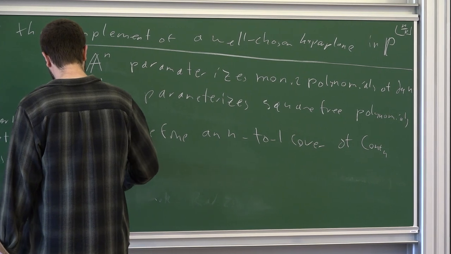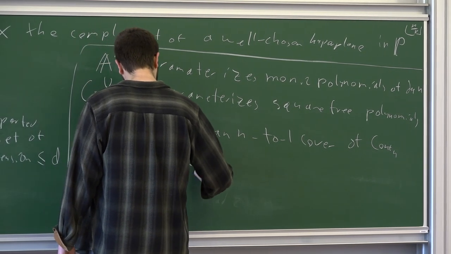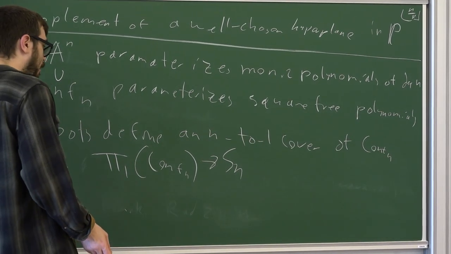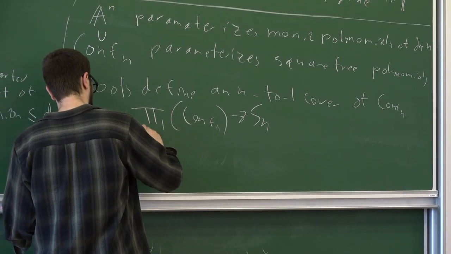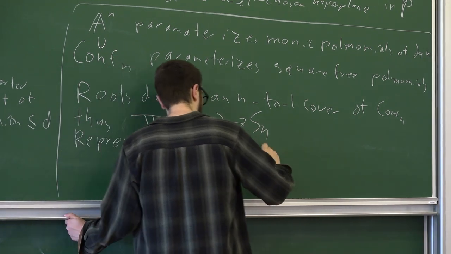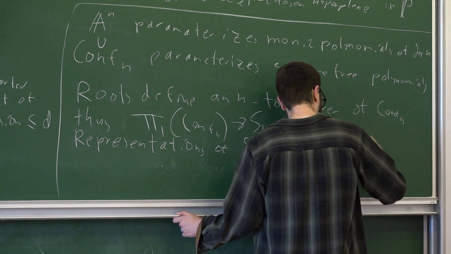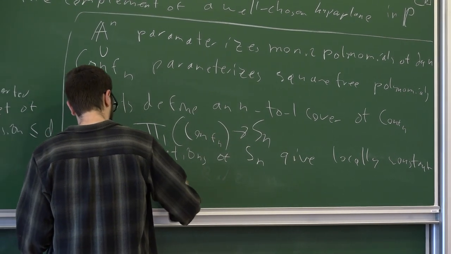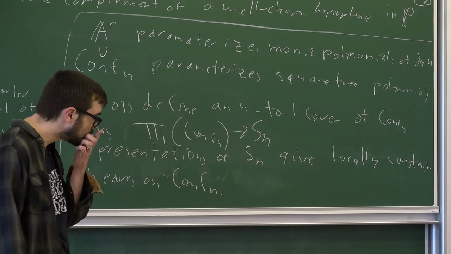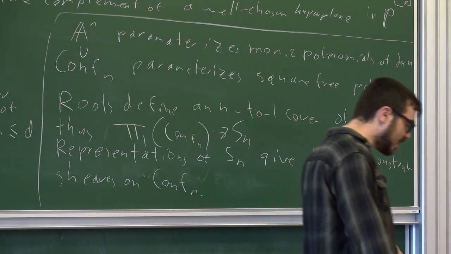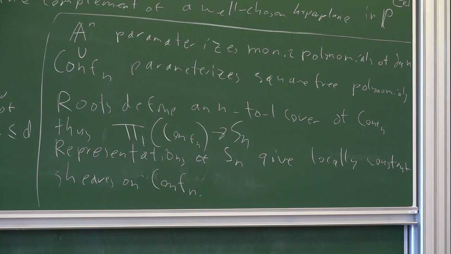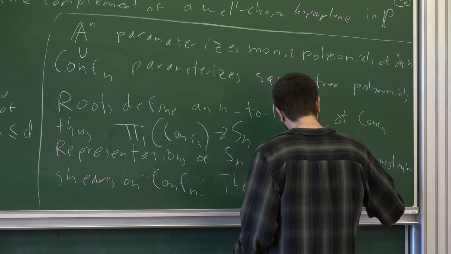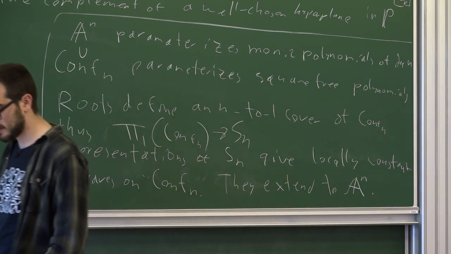and thus a homomorphism, a map from pi_1 of Conf_n to S_n. And so representations of S_n give locally constant sheaves on Conf_n. And these sheaves extend naturally to A^n. They extend to A^n. And there's two different ways you could try to extend a sheaf.